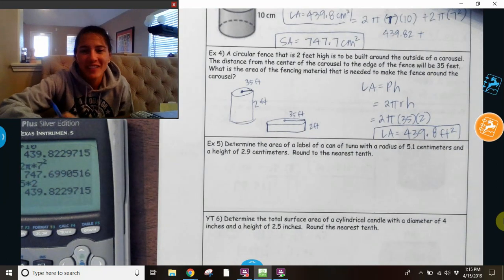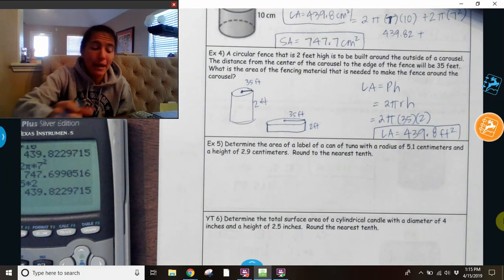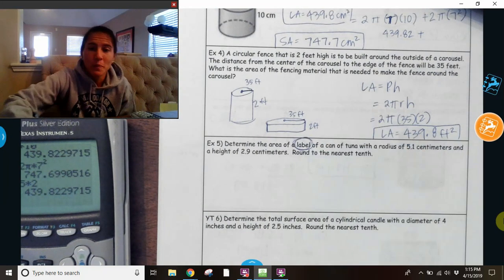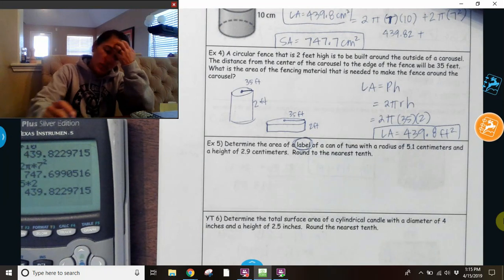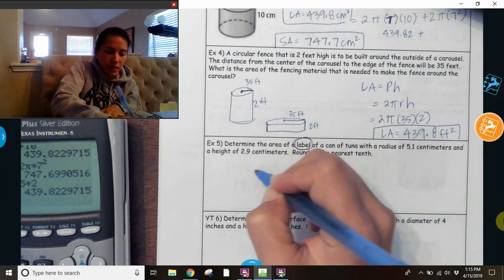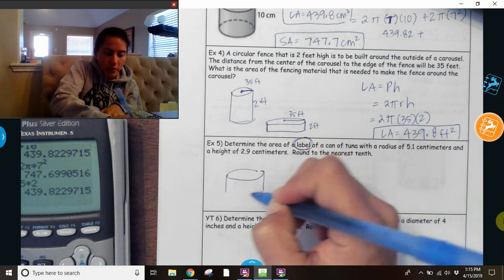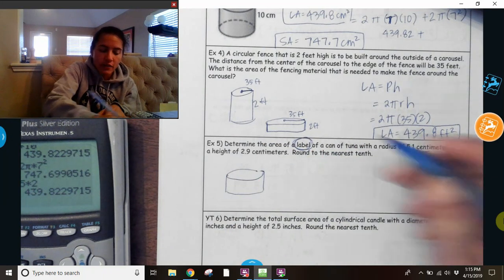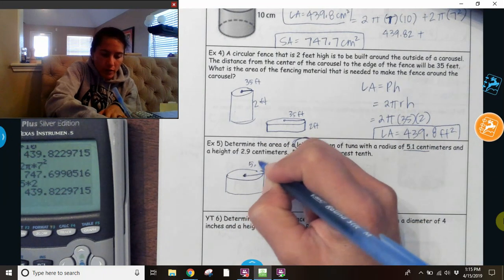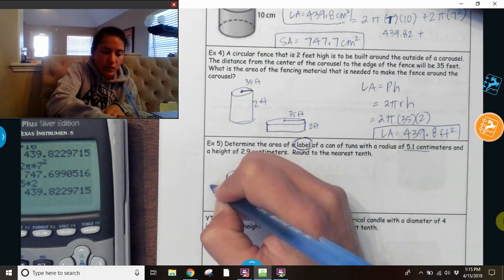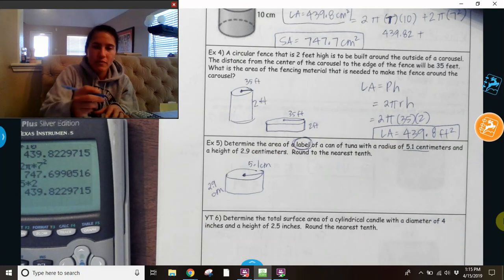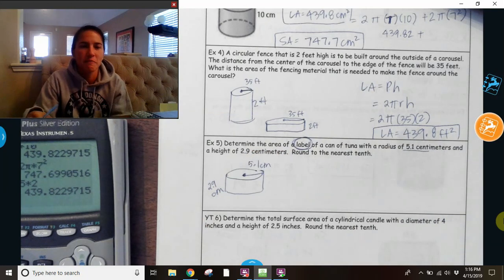All right, example 5. Determine the area of a label of a can of tuna. So tuna cans are kind of short, aren't they? So a can of tuna with a radius of 5.1 and a height of 2.9. Round to the nearest tenth.